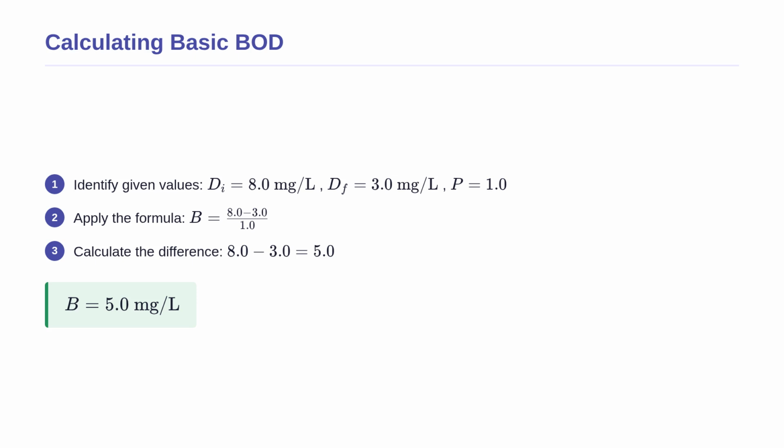Since the water was not highly polluted, she did not need to dilute the sample, meaning our dilution factor P is simply 1.0. We subtract the final oxygen level from the initial level to find that the bacteria consumed 5.0 milligrams per liter of oxygen. This moderate level indicates some organic pollution is present, but the stream is not severely contaminated.